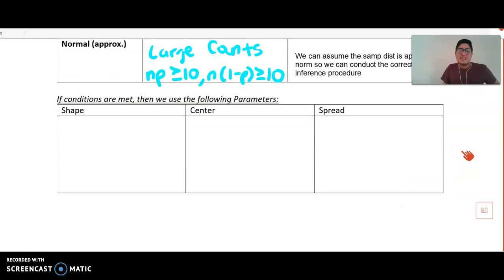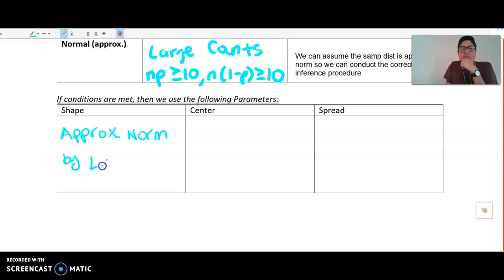The last thing here is that if these three conditions are met, then we use the following parameters. The shape would be approximately normal by large counts. The center would say that the mean of our sample proportion would be equal to the population proportion, because if we're using some randomization method, we should have a low amount of bias, so it should capture the true parameter.